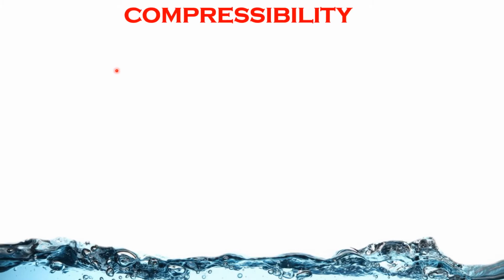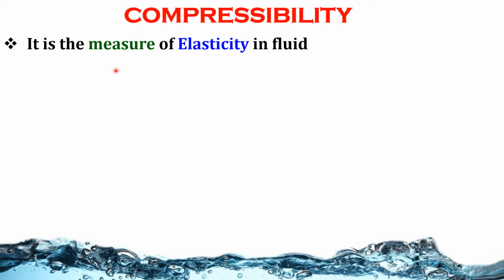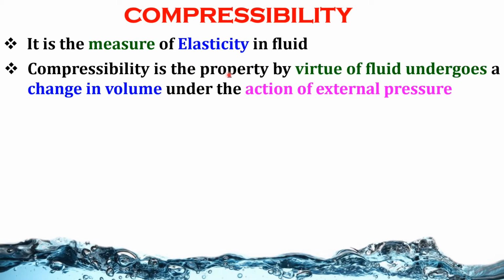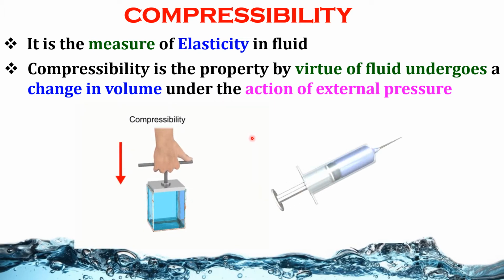Before going to bulk modulus, first we are going to discuss compressibility. It is a measure of elasticity in fluid. Compressibility is a property by virtue of which a fluid undergoes a change in volume under the action of external pressure. Consider these two examples. When an external pressure is applied, the volume of the liquid is reduced, and after the pressure is removed, it regains its original position. This is known as compressibility.